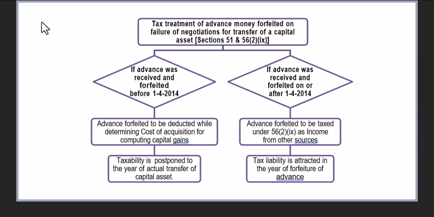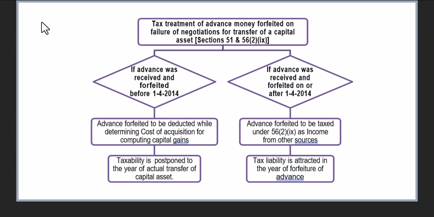Now, if it is received before 1st of April 2014, the advance forfeited is to be deducted while determining the cost of acquisition for computing capital gains. So whatever advance you have received will be deducted while calculating the cost of acquisition. Your cost of acquisition of that property will be lower. So the taxability is postponed to the year of actual transfer of the capital asset. That means suppose you received the advance and forfeited it, and for the next 5 years you didn't sell the property. That money is with you and you haven't paid any tax on it. So the taxability is postponed to the year when you actually transfer the asset.